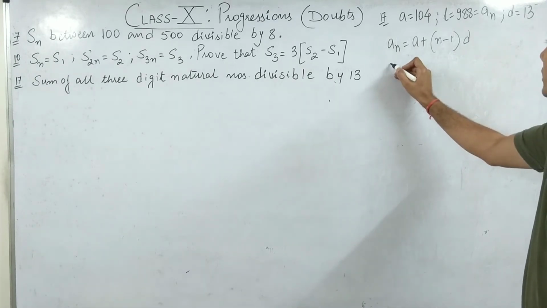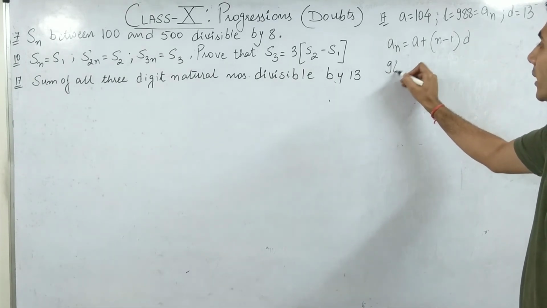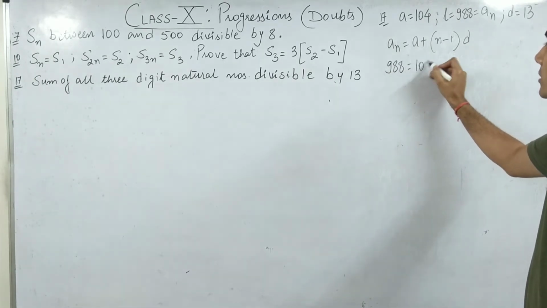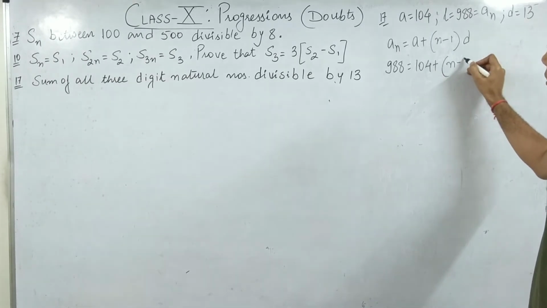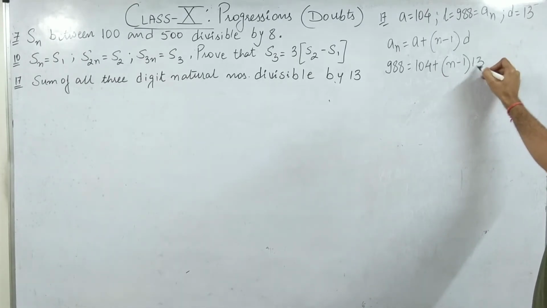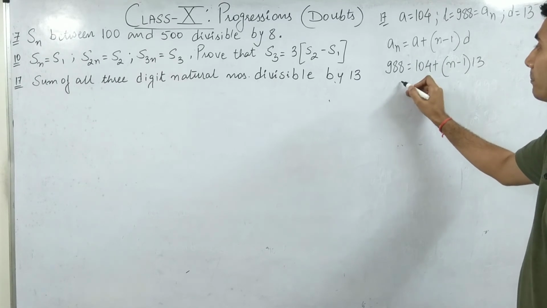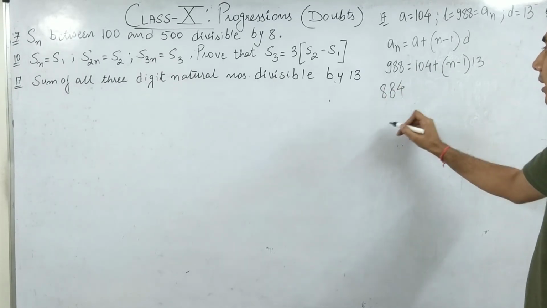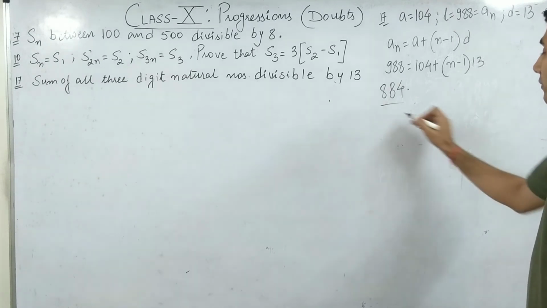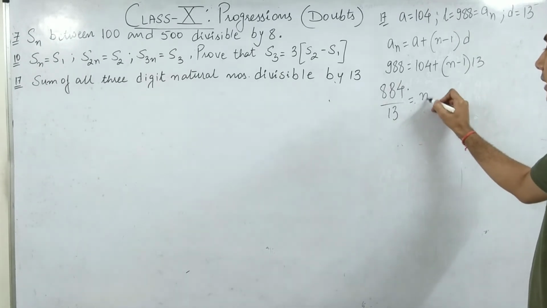So AN is, where is AN gone? 988 should be equal to 104 plus N minus 1. What is N minus 1? I don't know. What is D? It's 13. 104 will go over there. 8 minus 4 will be 4. 8 minus 0 will be 8. 9 minus 1 will be 8. Upon 13 will get divided. So it is N minus 1.